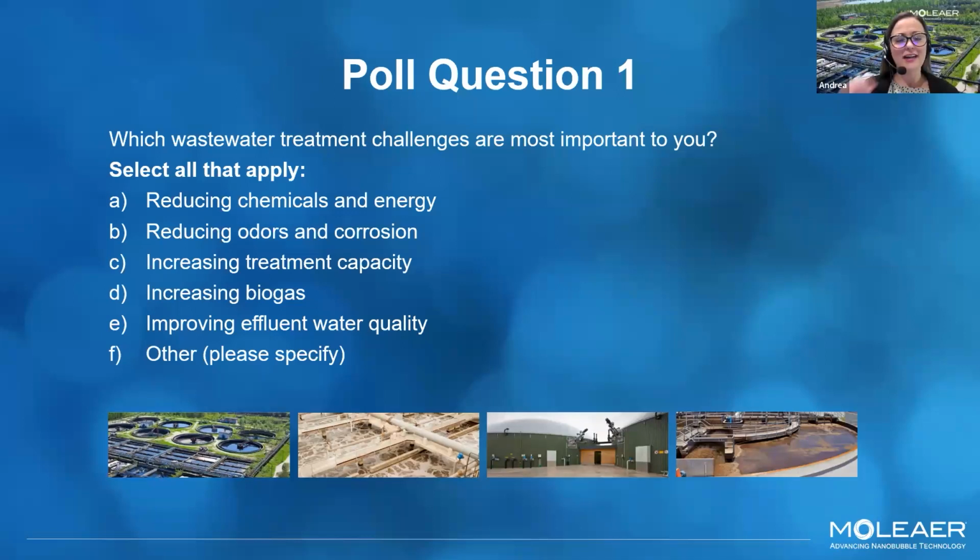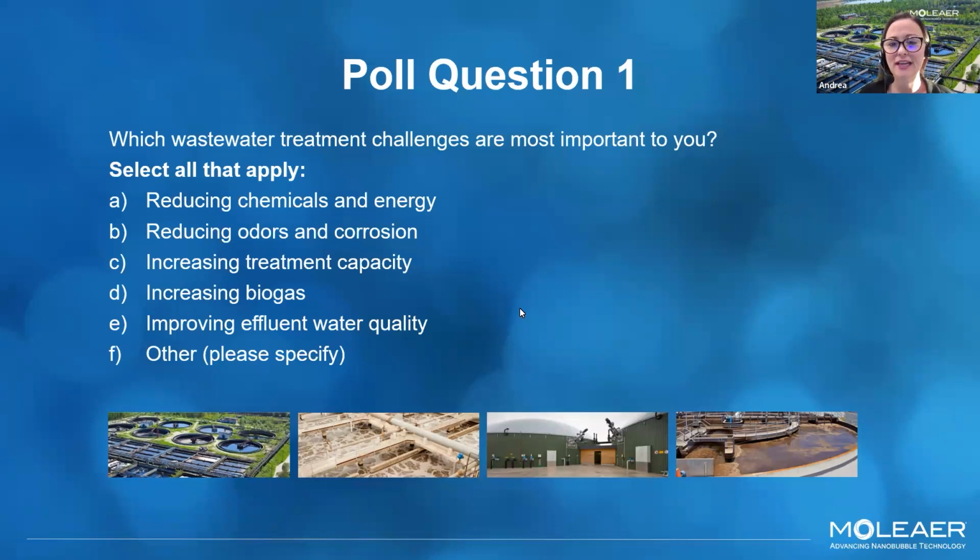Thank you, Baji. I'd like to start with our first poll question. Which wastewater treatment challenges are most important to you? Select all that apply. Reducing chemicals and energy, reducing odors and corrosion, increasing treatment capacity, increasing biogas, improving effluent water quality, or other. And if you select other, please text and specify your response in the box provided on your screen. Well, there are some clear leaders in this group.